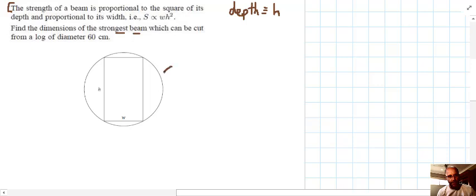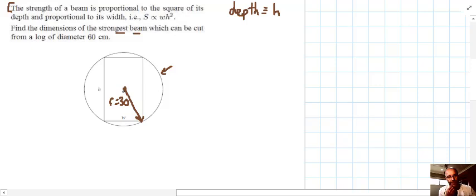So we've got our circle there, and the H and the W fit inside the log, as you can see. And we have a fixed diameter of 60 centimeters. I'm going to put in, not the diameter, but the radius of the log, because I'm going to use that. So that is basically R, and R equals 30 because diameter equals 60.